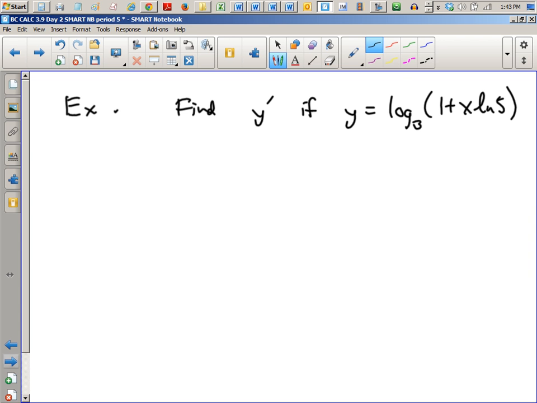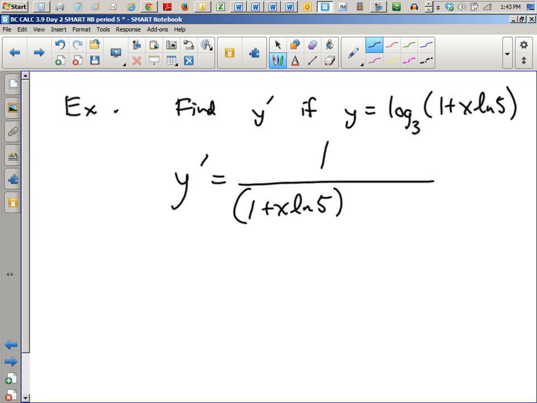Okay, so first and foremost, we're dealing with a log base 3. So you're going to have 1 over the inside, and there's going to be an ln 3 here. There's nothing you can do about it. It's part of the derivative of the outside.